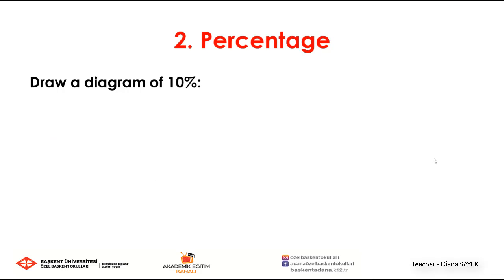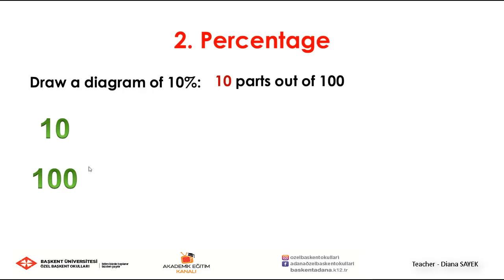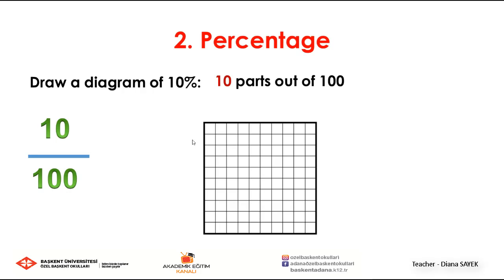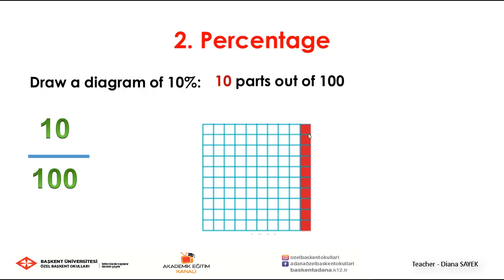So now let's try ourselves to draw a diagram. So let's take a look. They're wanting us to draw a diagram of 10%. So what does this mean? Yes, 10 parts out of 100. So let's go ahead and write out our fraction. 10 parts out of 100 is what we're talking about. So let's do those 100 squares. We had it here, 10, 20, 30, 40, all the way to 100. And 10 parts, here you go, is 10%. This is how we can represent 10% in a diagram.